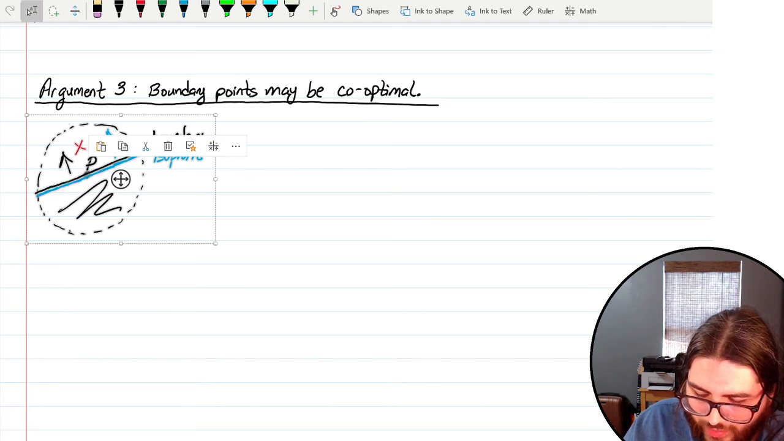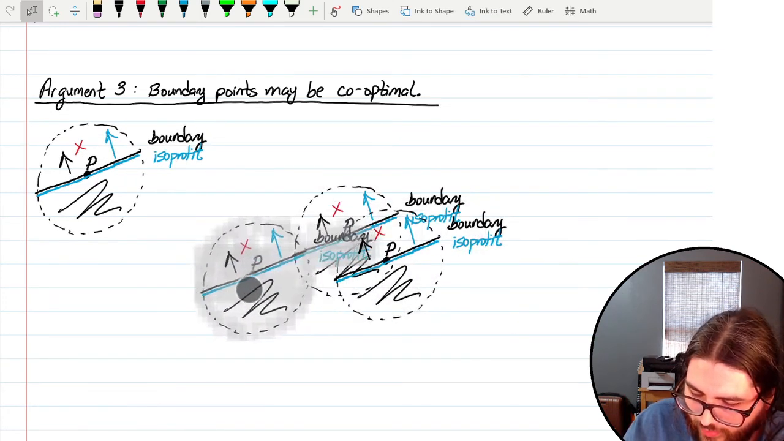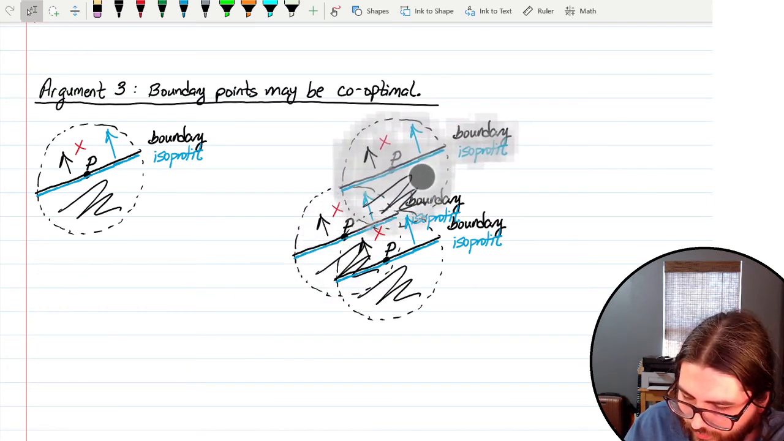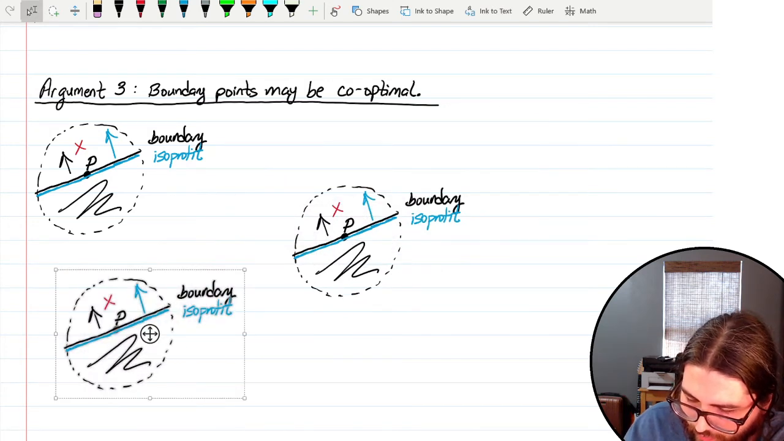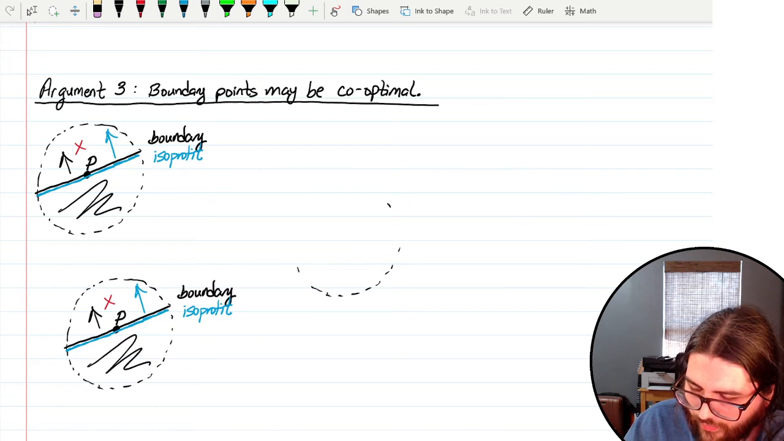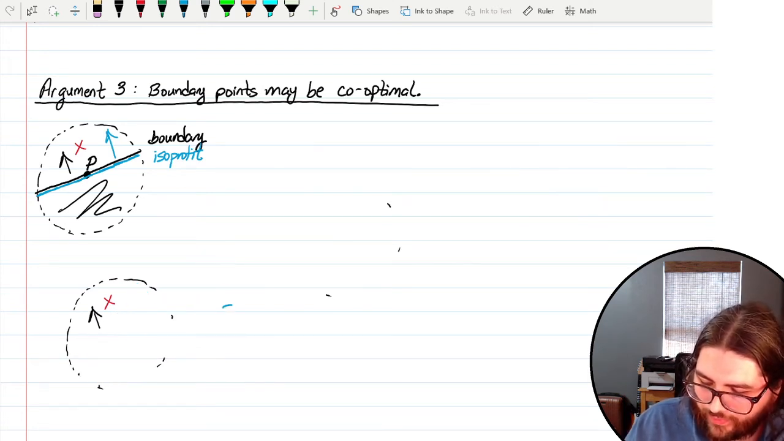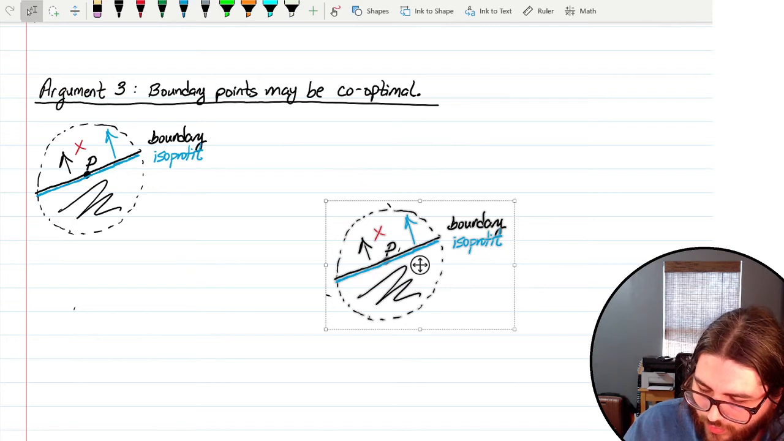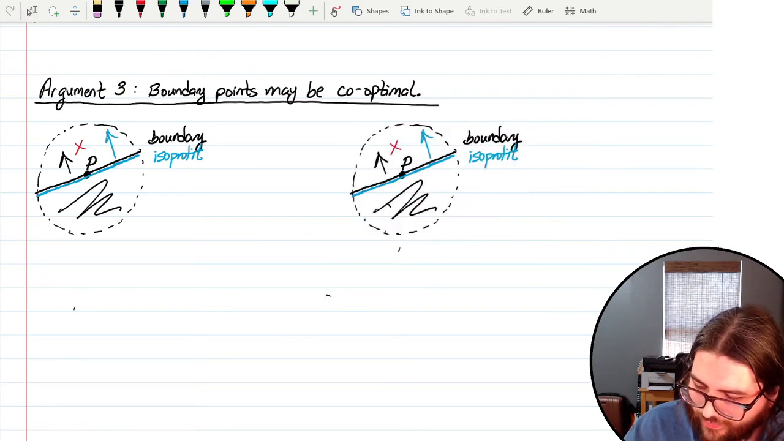Let me copy this whole diagram. Oh, I don't need 2 copies of it. Sorry about that. Let's try this again. Let's not paste it twice. Here we go.